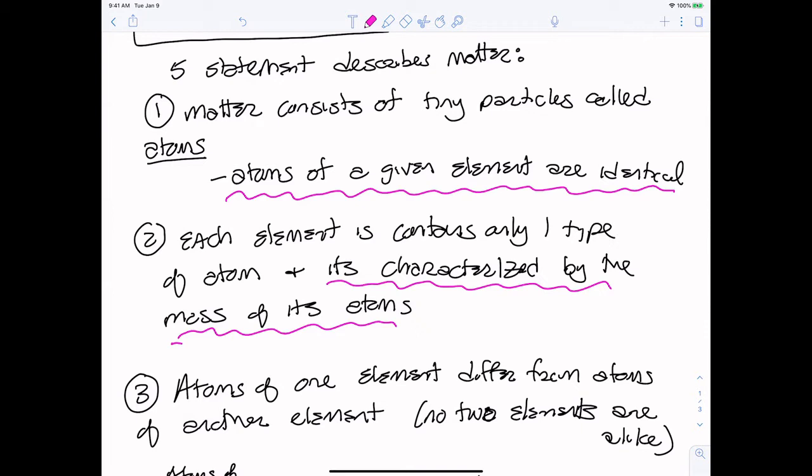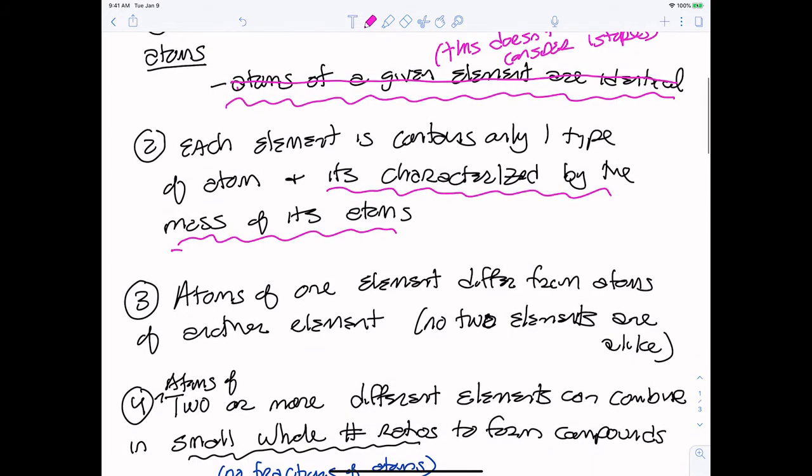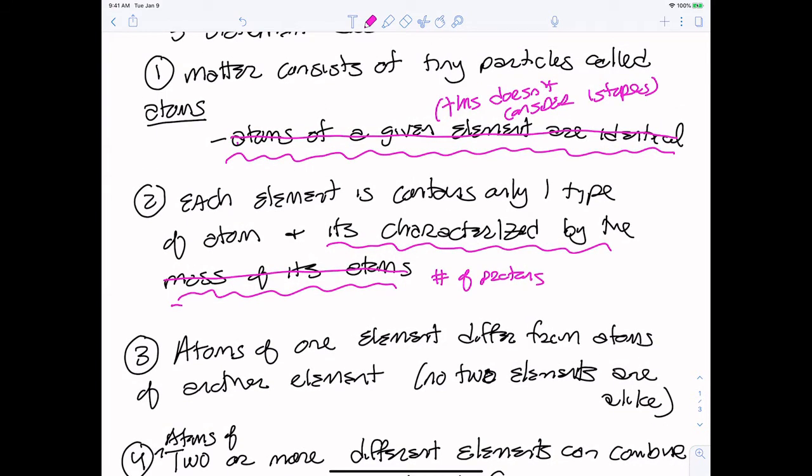So atoms of a given element are identical. That's part of his statement, so I don't really want to cross it out, but do know that this doesn't consider isotopes. I guess maybe I will cross it out for effect. It was one of Dalton's statements, but again, we didn't know about isotopes in 1807. I say we, but we weren't around in 1807. Characterized by the mass of its atoms, it's actually going to be characterized by the number of protons. Different isotopes have different masses. So if you're going to account for isotopes, then you need to account for the fact that the mass isn't the same for all atoms of a given element.